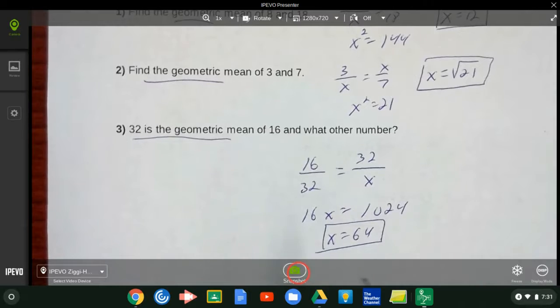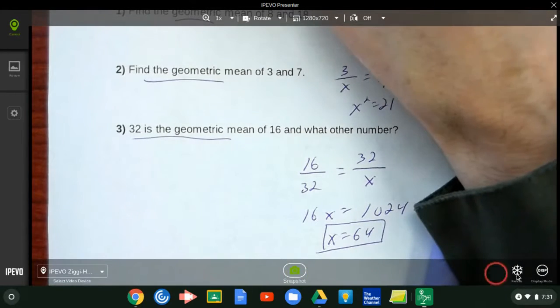So we're going to be using this idea of geometric mean tomorrow in class with some geometry problems. So make sure you've got a good understanding about this. We'll have a quick do now in class tomorrow that practices this before we move on to the lesson. Okay? That's all we got for tonight.